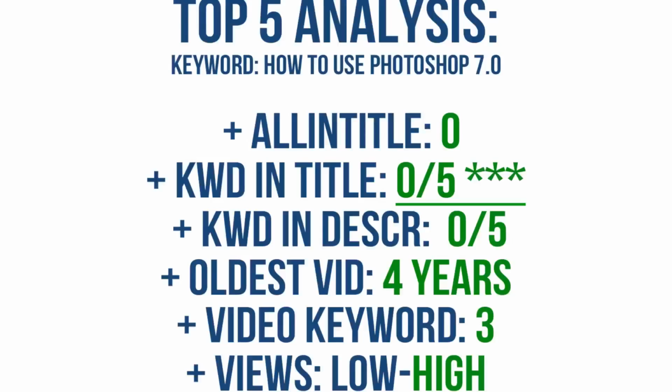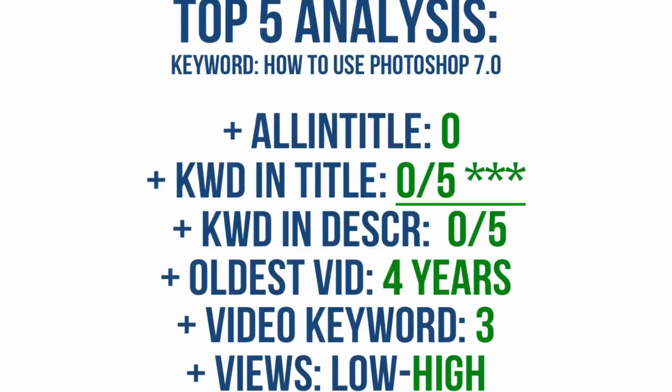So for example, in this example I just showed you, the target keyword is how to use Photoshop 7.0. And we collected the following information from YouTube and Google. So looking at the top 5 results, all in title, there are no videos that come up, which is awesome news. It means literally 0 true competition, which is rare, but in this case, hey, it did happen.